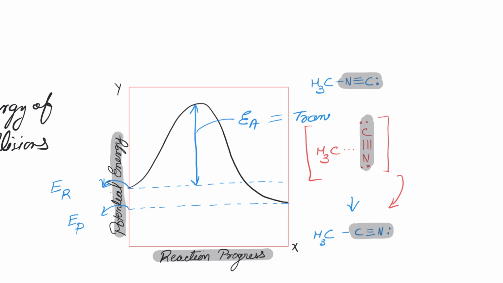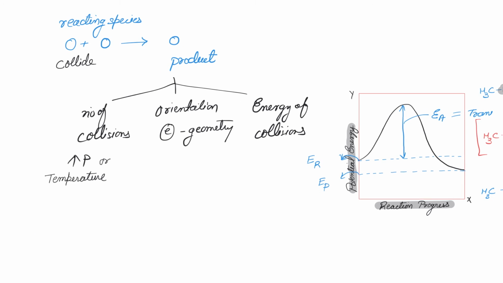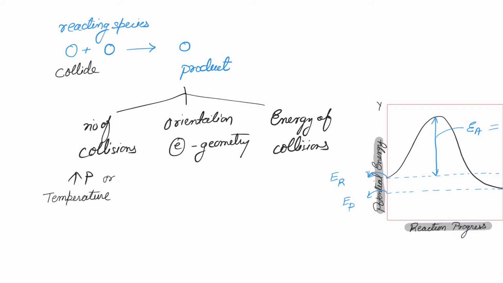So as we can see, the collision theory explains the three important aspects of the collision that must happen for the reaction to take place. The number of collisions, which is determined by factors such as pressure or temperature, because you remember increasing temperature increases the kinetic energy and hence the number of collisions that are happening. So both pressure and temperature can increase the number of collisions.